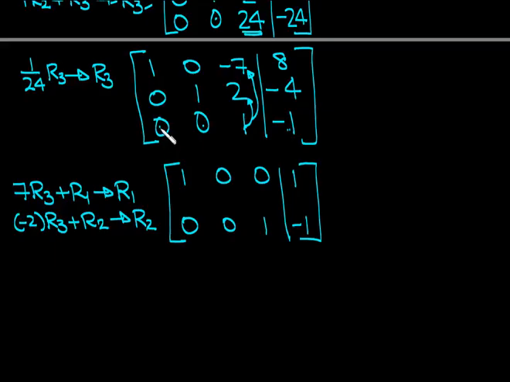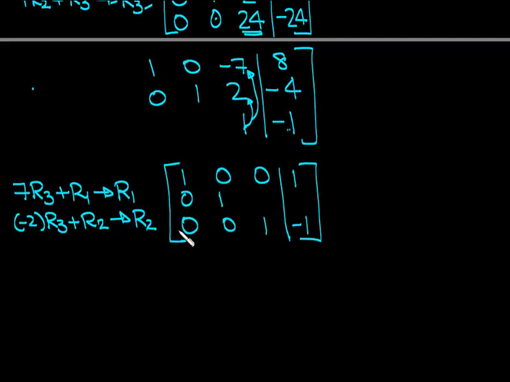0 times -2 is 0. Add that to 0 is 0. 0 times -2 is 0. 0 plus 1 is just 1. 1 times -2 is -2. -2 plus 2 is 0. -1 times -2 is +2. +2 plus -4 is -2. And that's it. We are done.